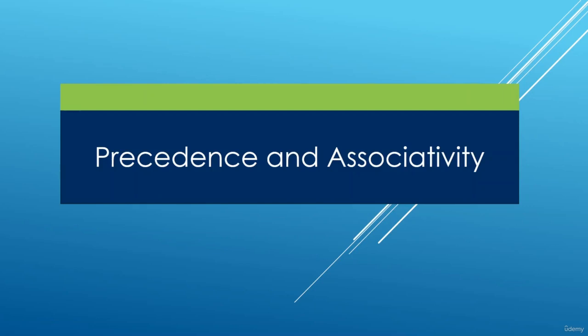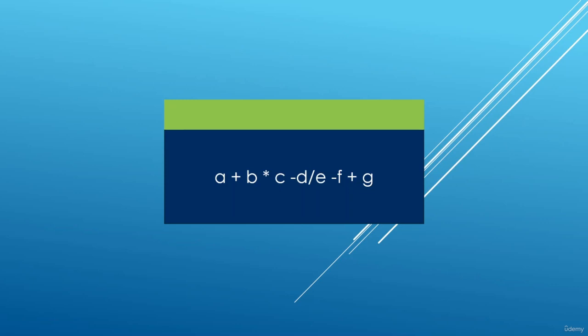In this lecture, we're going to learn about precedence and associativity. So what do we mean by precedence and associativity really? What we mean by this is a set of rules that we can follow to know what to do when we have multiple operators in the same expression, like in the example we have here.